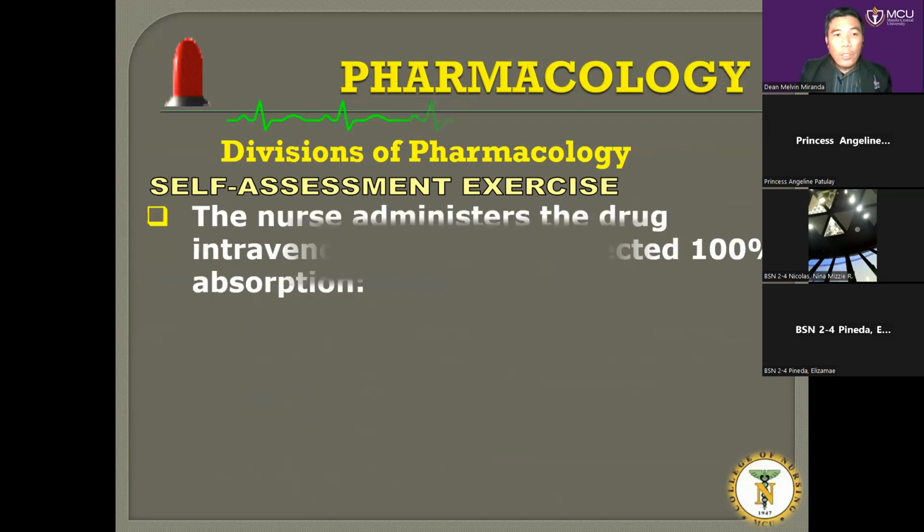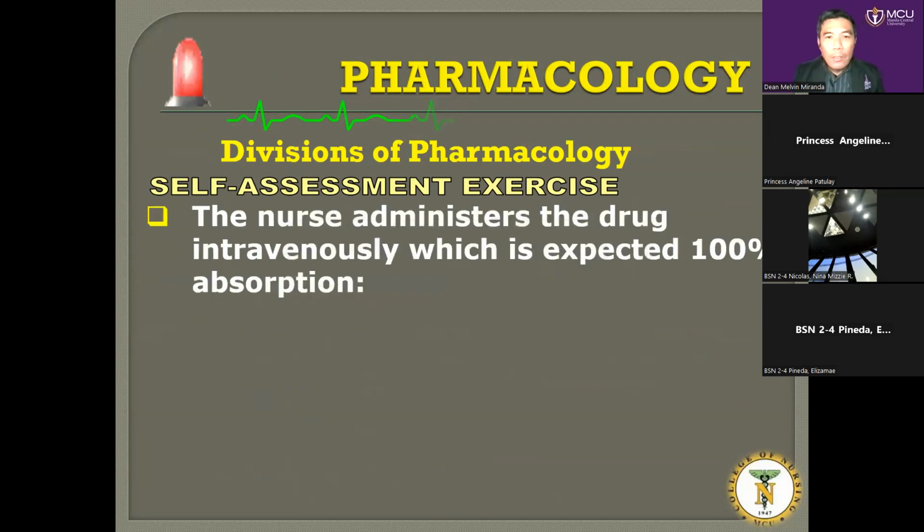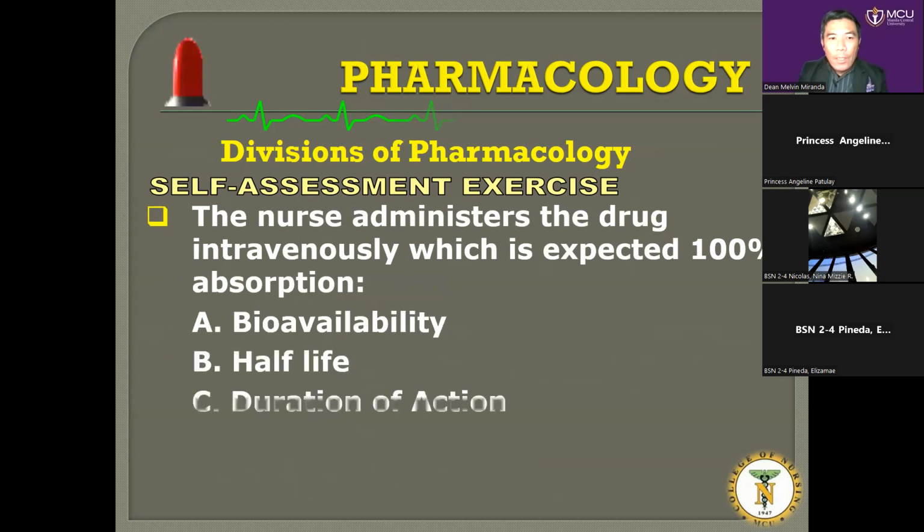So question, the nurse administered the drug intravenously which is expected 100% absorption. Is it referring to bioavailability? Is it half-life? Is it duration of action? Or is it onset of the drug? Again, chat box are open. The nurse administers the drug intravenously which is expected 100% absorption. Bioavailability, half-life of the drug, duration of action, onset.